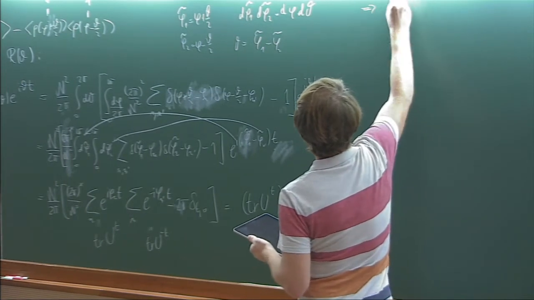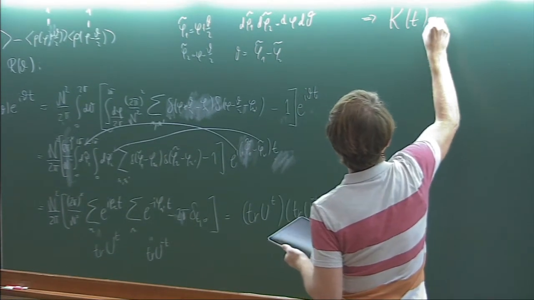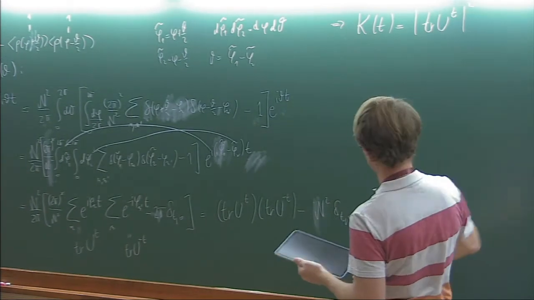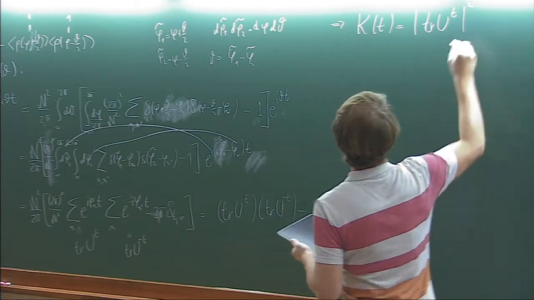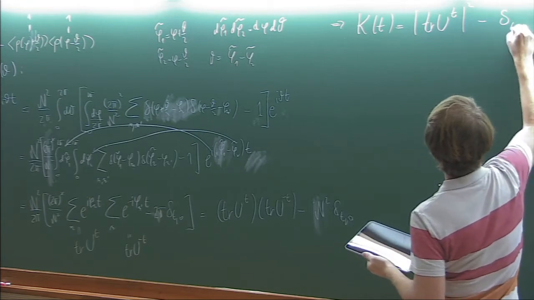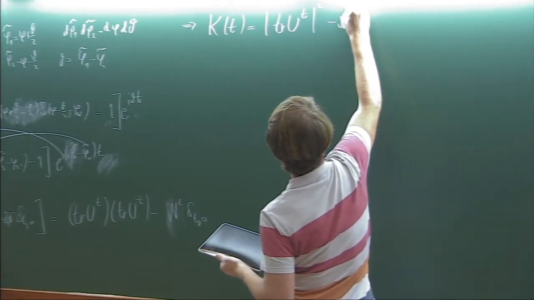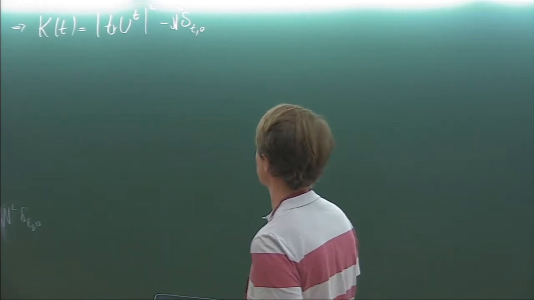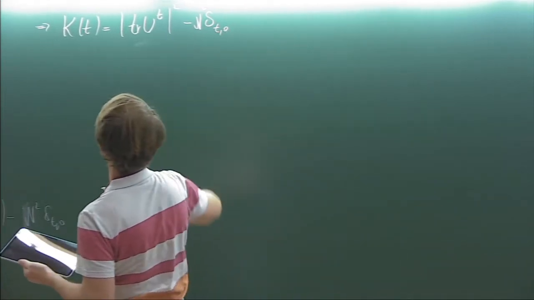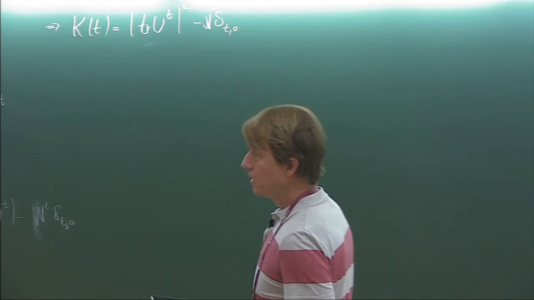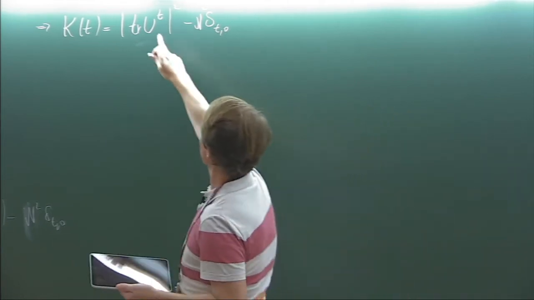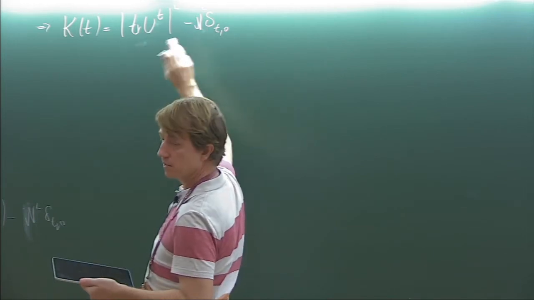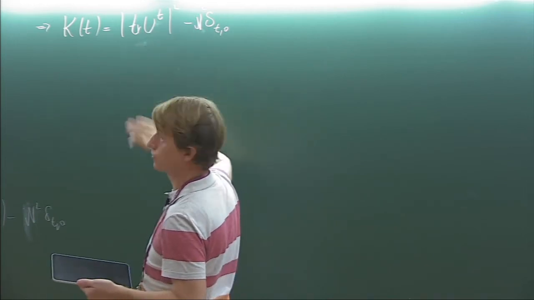So as a result, the spectral form factor is simply the modulus squared of the trace of u to the t, because this is just the complex conjugate of this guy, minus the connected part, which is a square. There is this delta spike at t equals 0, which is canceled by the second term. The rest is just a trace of u to the t. But when t is equal to 0, this is the trace of identity. This is n squared, which is canceled by this. It's just so that K of 0 is 0.